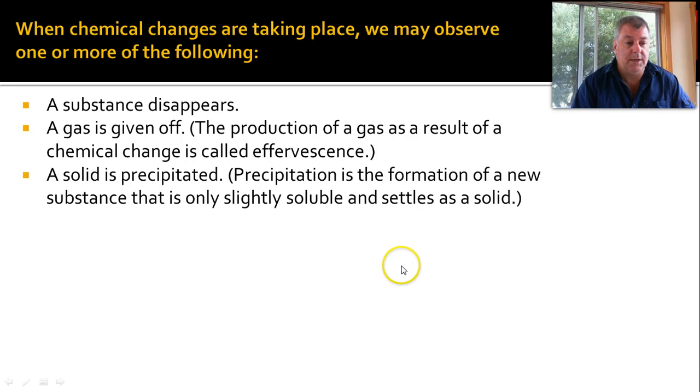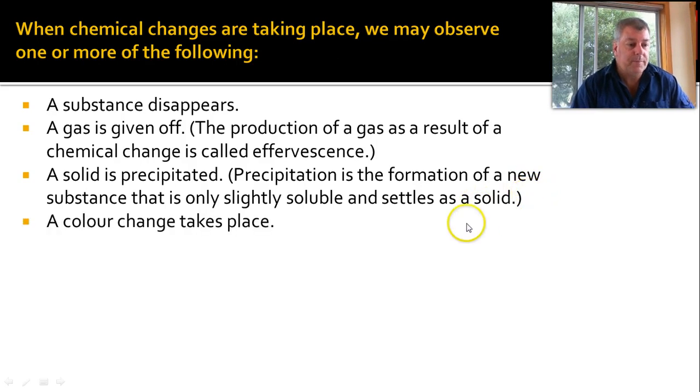A solid is precipitated. Precipitation is the formation of a new substance that is only slightly soluble and settles as a solid. And we'll do a prac on precipitation where you'll get to see lots of precipitation reactions. Basically, you get a solid where there was no solid before. So you might have two liquids which are completely clear, pour them together and they're no longer clear, they're cloudy, or a solid actually sinks out to the bottom. A colour change takes place. That's evidence of a chemical reaction.